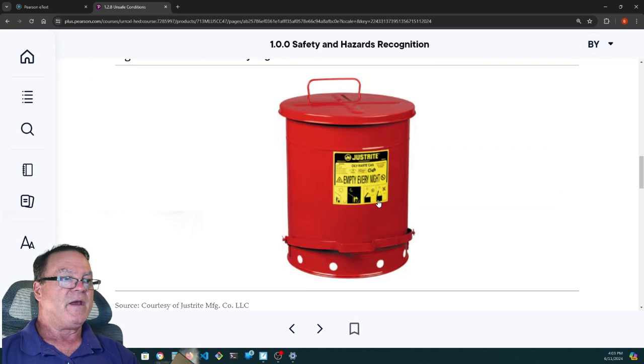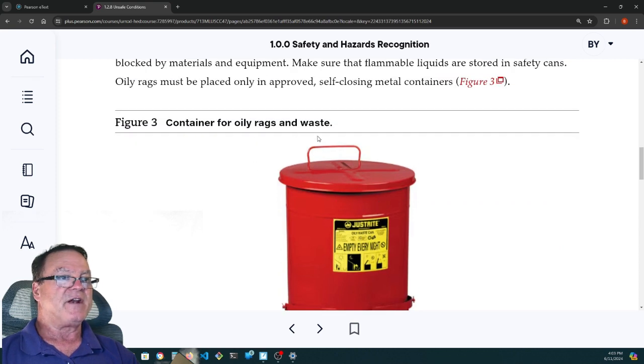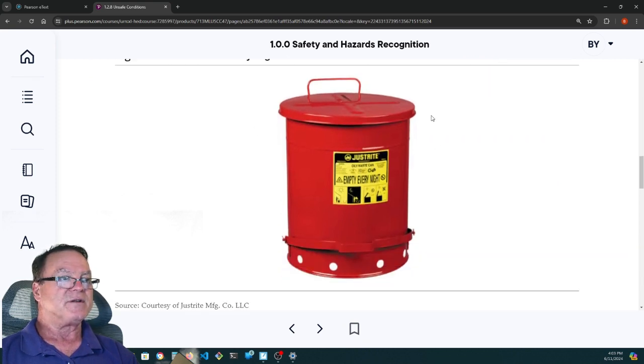So here's a container for oily rags. You can see it's got a closed lid that doesn't allow air to get in. That way, when this is sealed, if a fire did start inside this, it would very quickly use up the oxygen and self-extinguish.